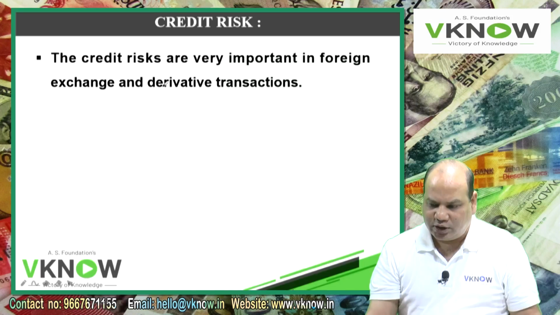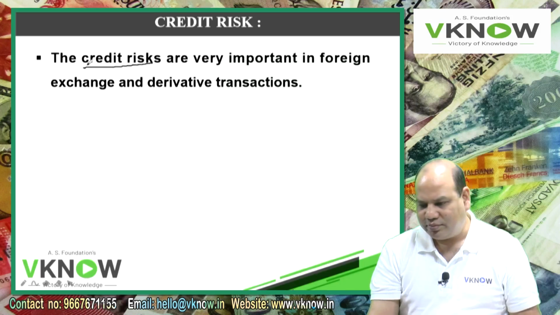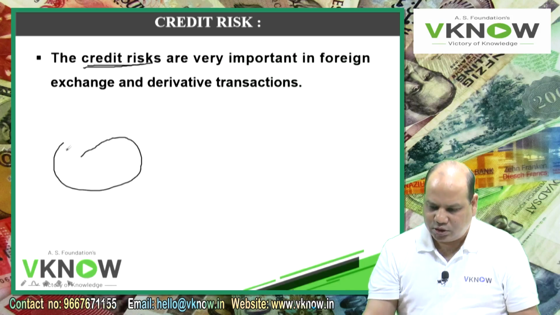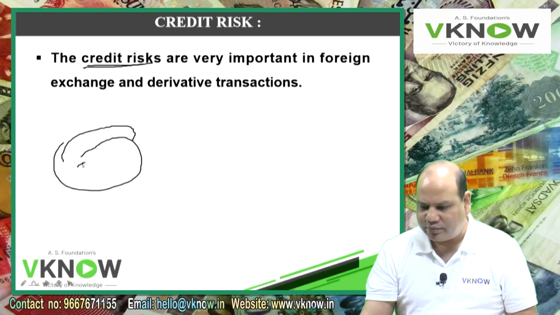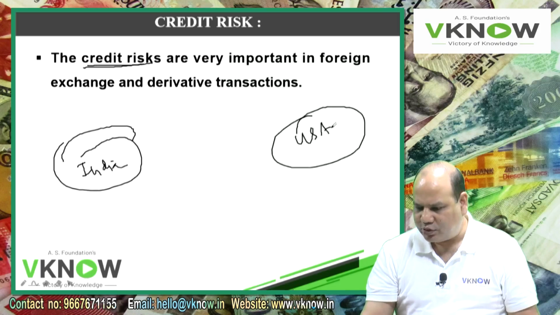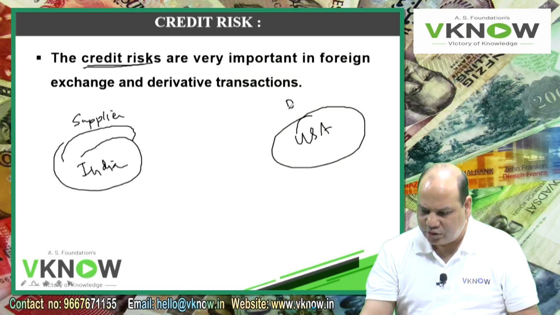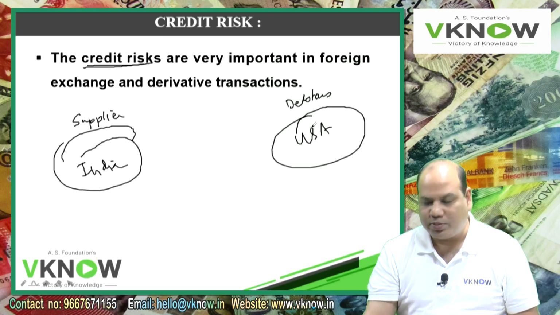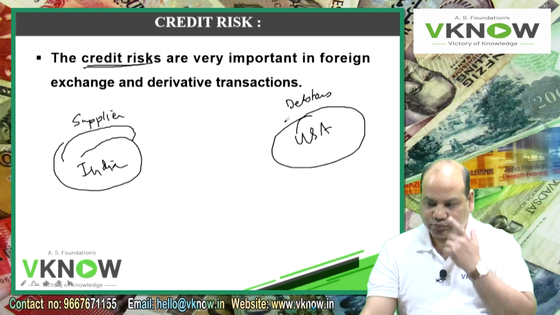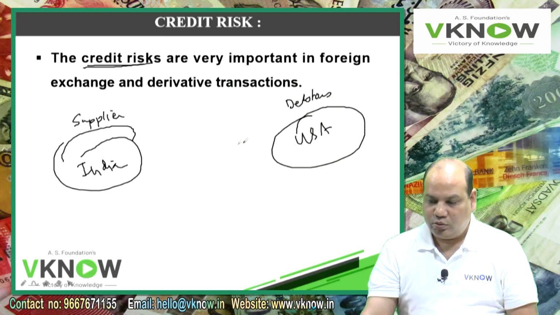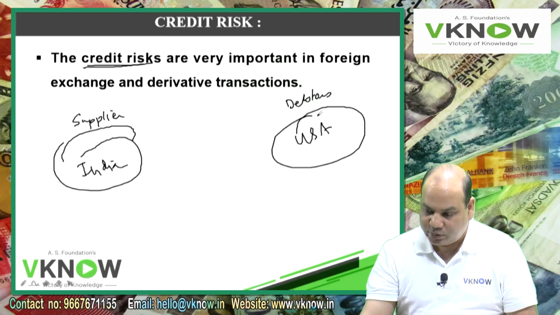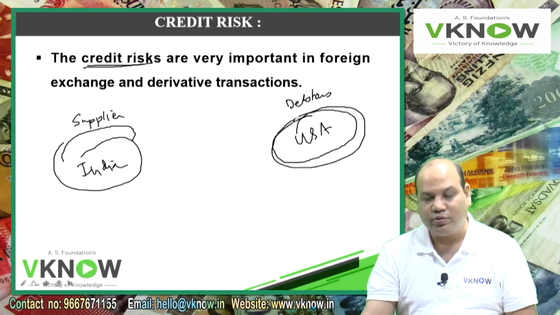One of the challenges in international transaction is credit risk, because the supplier is in India and this customer is in USA. Now imagine the risk, which you can easily imagine. If you are selling on credit basis to a US party, what if he does not pay? You will file a case against him in the Indian court, but the Indian court will not be able to catch hold of him. He is in USA.